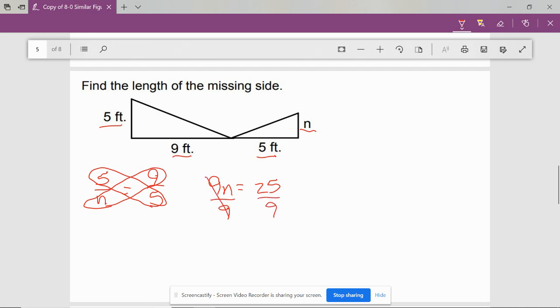We're going to divide both sides by 9, because what we do to one side, we have to do to the other. So n is going to be equal to 2.8. And we have to remember that we have to label. They're using feet on here, so we're going to put feet. Okay, so 2.8 feet is our answer.